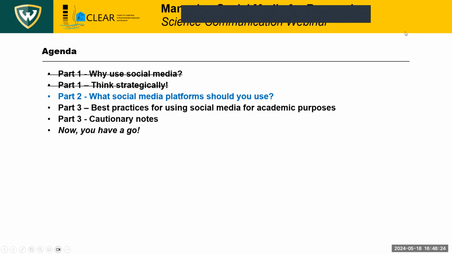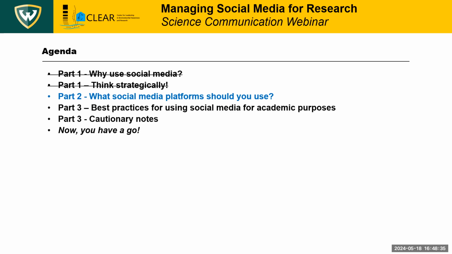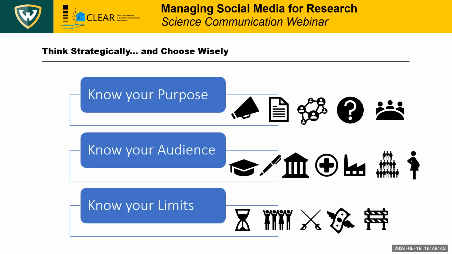In part 1, we covered why you might find social media helpful for your research team and lab, and how you could choose the right platforms strategically. In this part, we'll discuss the features of a few specific platforms. To recap, in part 1, I introduced 3 rules for your social media strategy: know your purpose, know your audience, and know your limits. So now let's talk about a few options based on these 3 rules.